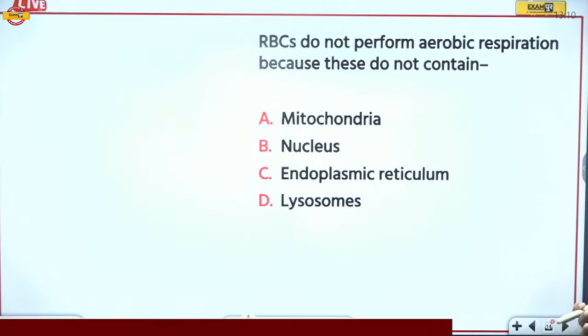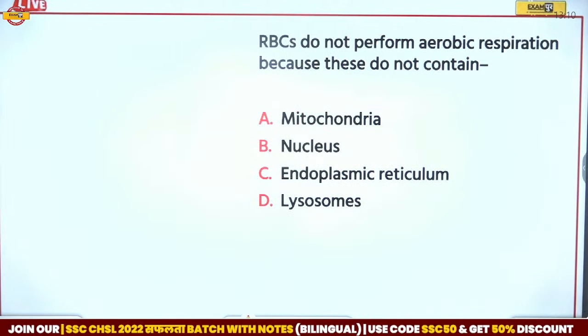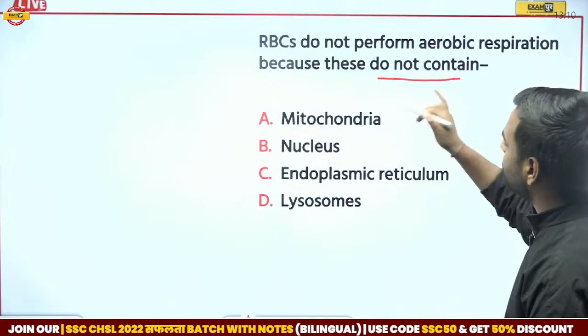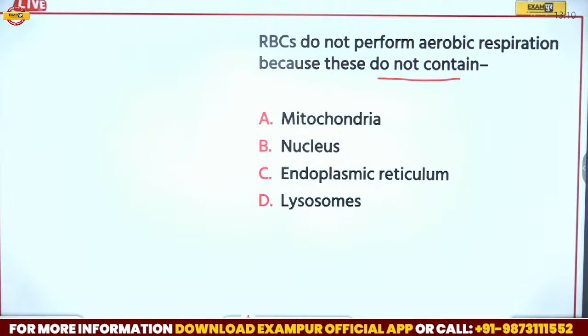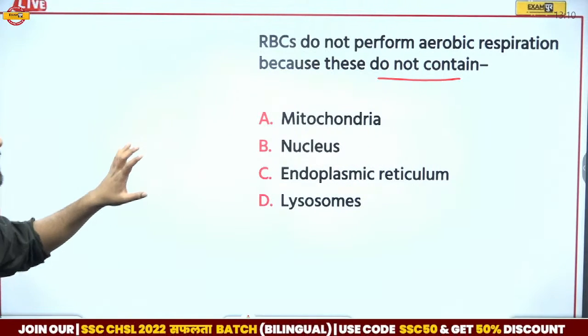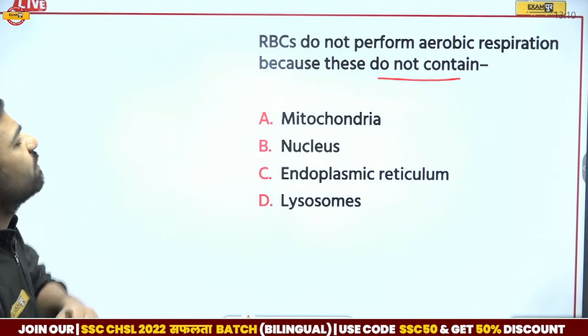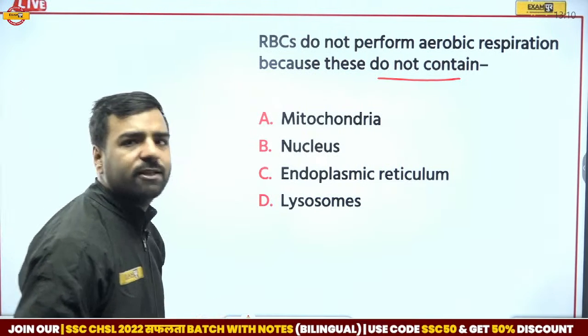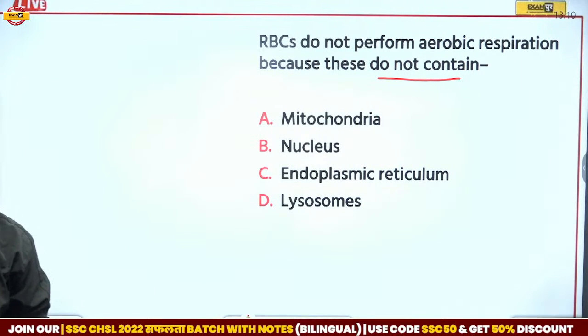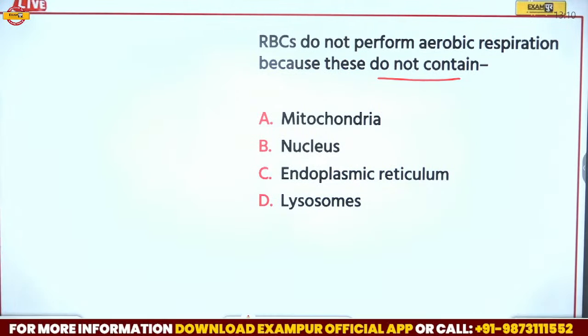Next we have: RBCs do not perform aerobic respiration because they do not contain what? Is it mitochondria, nucleus, endoplasmic reticulum or lysosomes? What is the correct answer? Answer please.